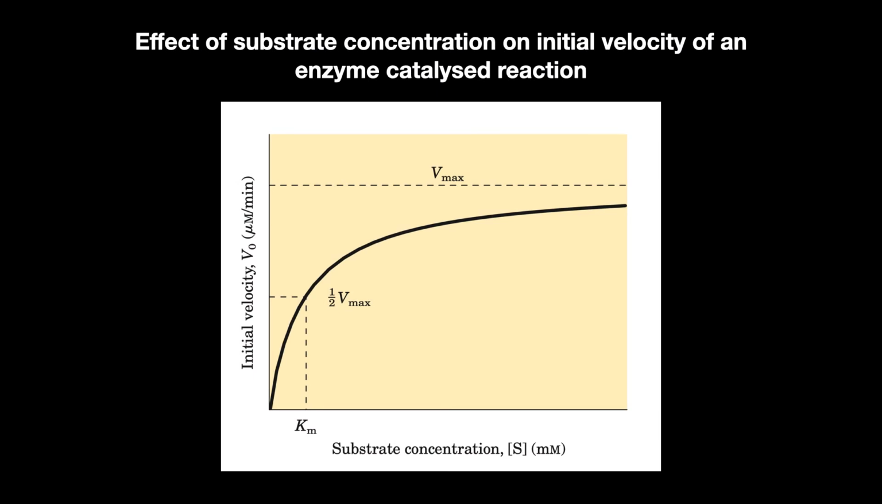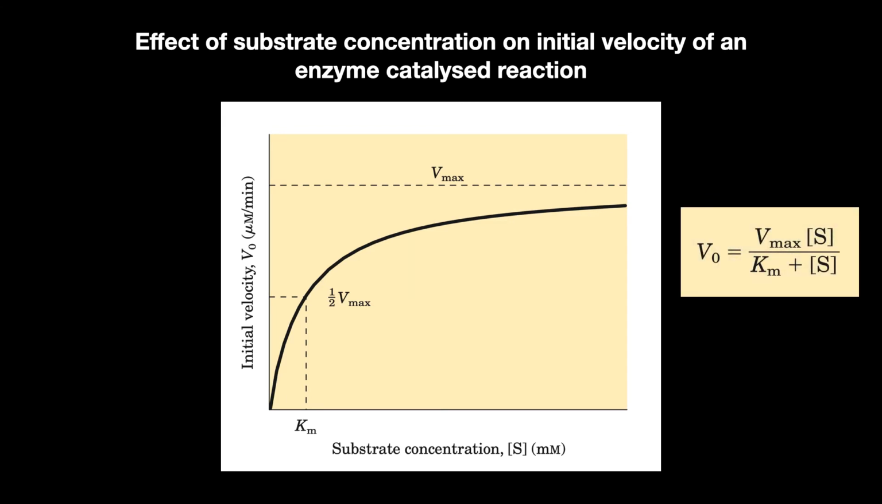This is the famous Michaelis-Menten plot which describes the relationship between substrate concentration and initial velocity of an enzyme catalyzed reaction. And it is algebraically represented by the Michaelis-Menten equation. I have talked about this graph in one of the previous videos, so I will not go into the details. If you want a quick recap, then you can watch that video first using the link mentioned in the description.